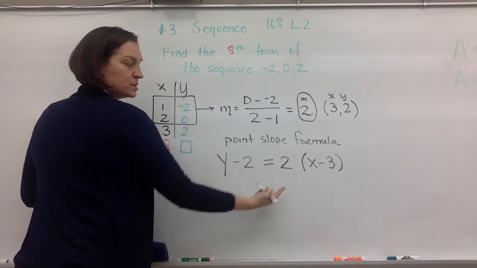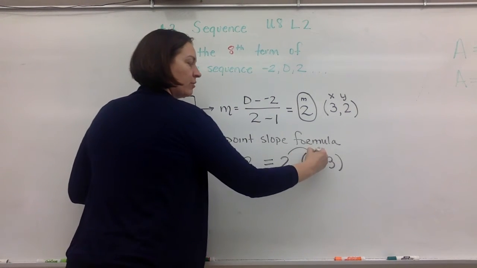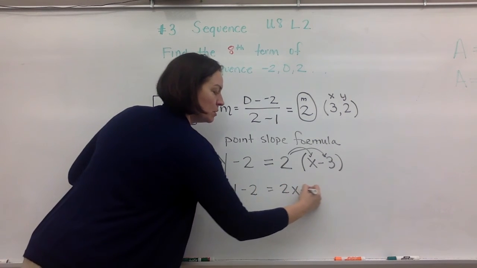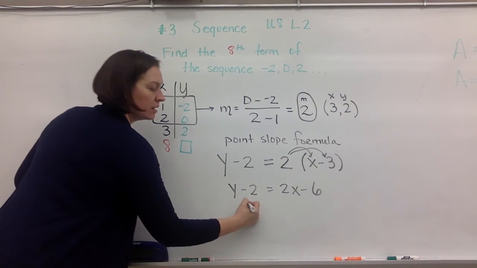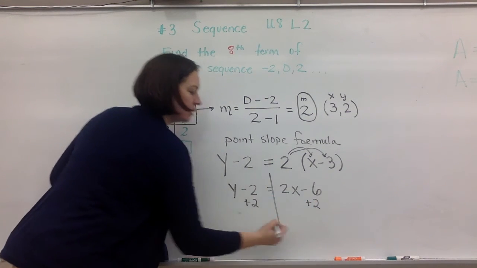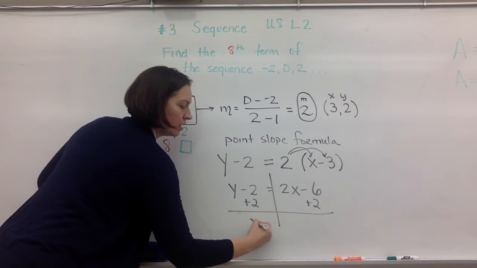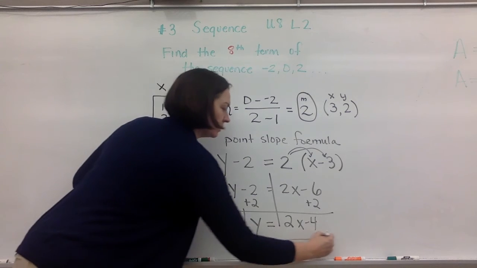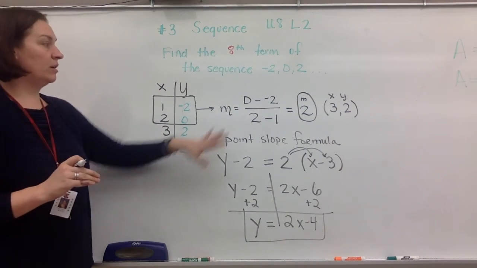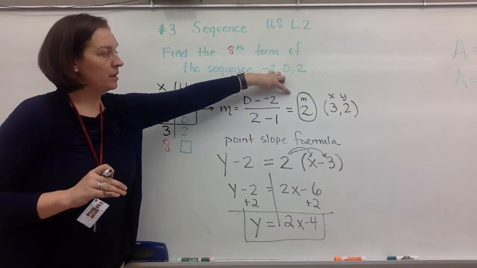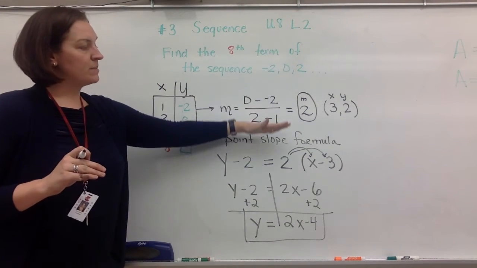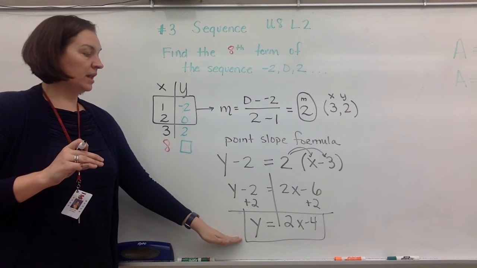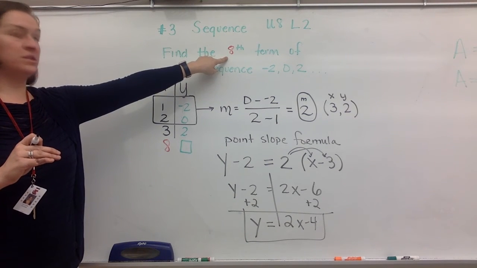No double signs, no denominator, so I can go ahead and write to my distributing step. y minus 2 equals 2x minus 6. Add 2, trying to get y by itself. y is equal to 2x minus 4. So the first thing I did here was I calculated the slope, picked a point, used my point slope formula, solved for y. I need this formula in order to determine the eighth term.